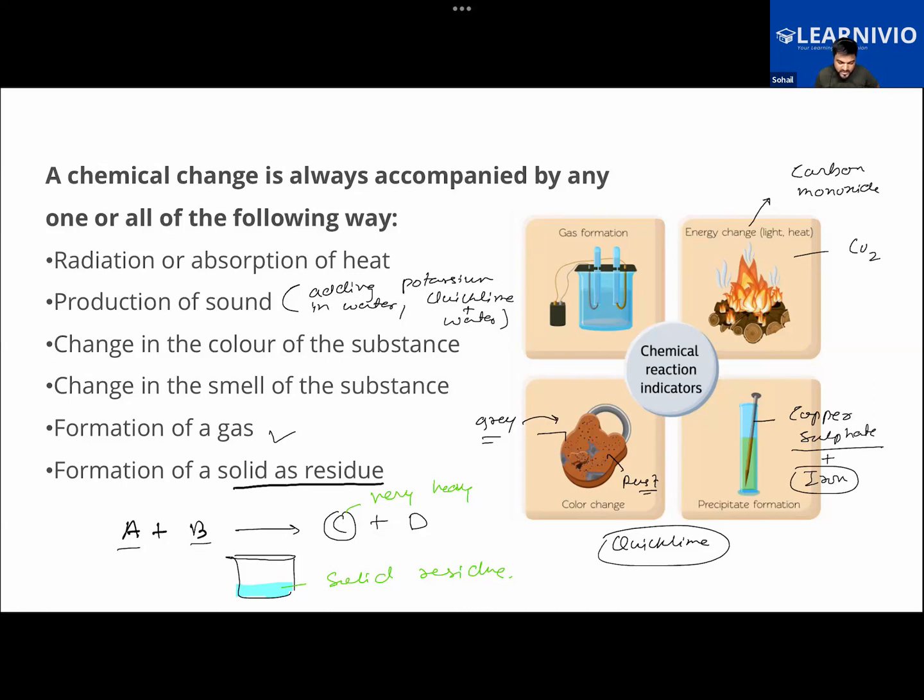Like in the case of the rusting of iron, a new substance is formed, that is obvious, but the color is also changed here, right? When you burn something, a new substance is formed, but as a result of the burning of wood, it gives off heat and light also. So a chemical change is always accompanied by any or all of the following: release or absorption of heat, production of sound, like when we add potassium in water or quicklime in water, sound is produced, change in the color of the substance, change in smell of the substance, formation of gas, and even formation of some solid as a residue.